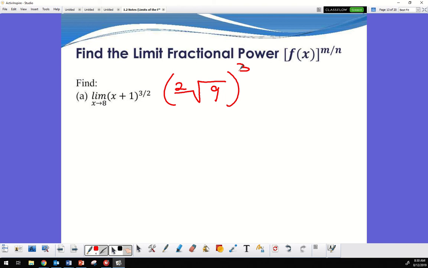Trust me, I always like doing my root first because it makes my numbers smaller. If I take 9 to the third, that's going to be like 271? Something like that. I can't remember. I'm not good at math. Anyway, the square root of 9 is 3. Now 3 to the third power is 27. There we go.